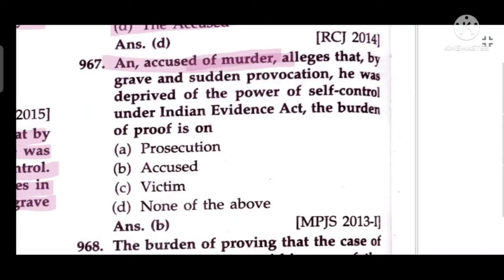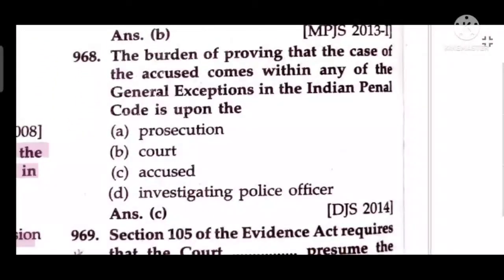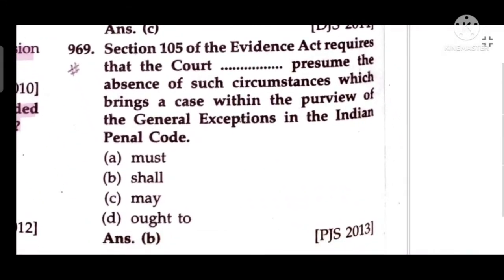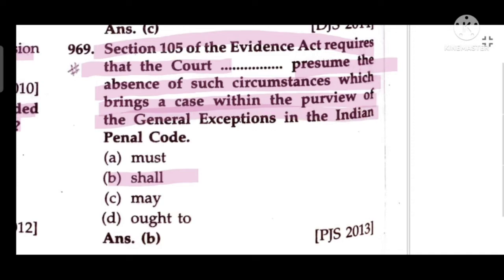An accused of murder alleged that by grave and sudden provocation he was deprived of the power of self-control under the Indian Evidence Act. The burden of proof is on the accused. The burden of proving that the case of the accused comes within any general exception of the Indian Penal Code is upon the accused. Section 105 of the Indian Evidence Act requires that the court shall presume the absence of any circumstances which bring a case within the purview of the general exceptions of the Indian Penal Code.